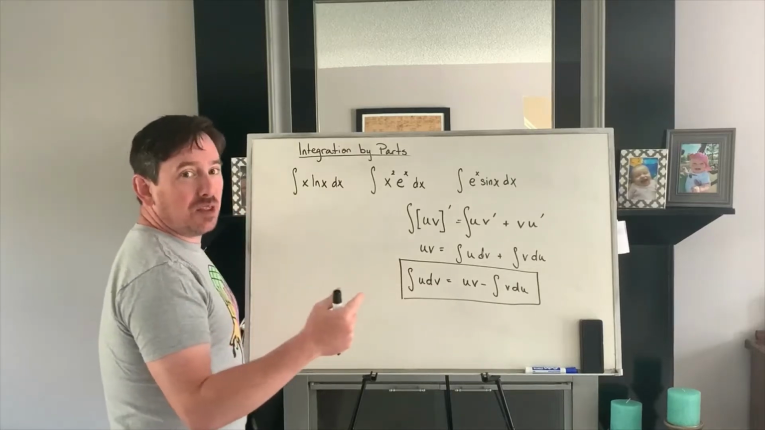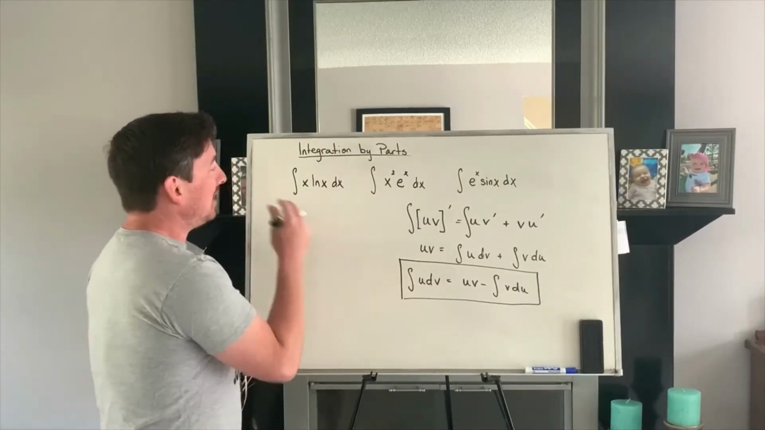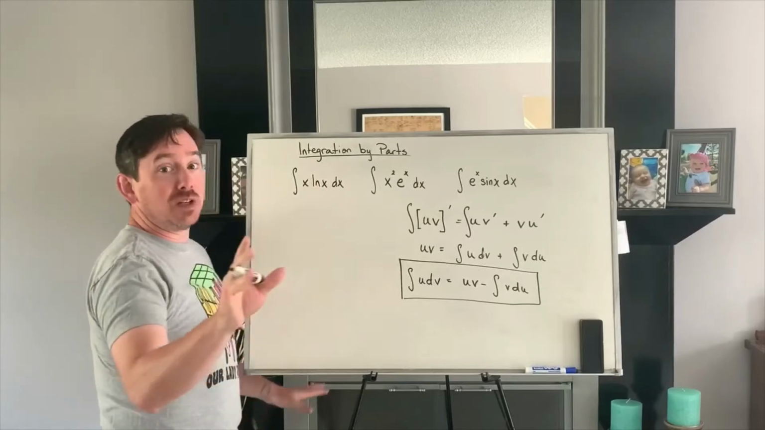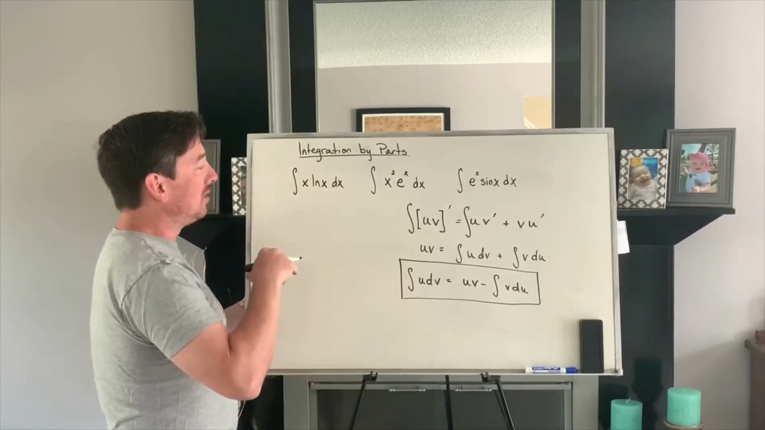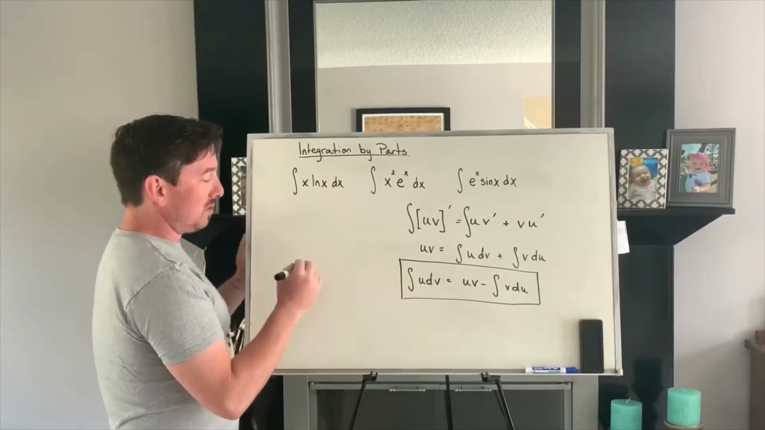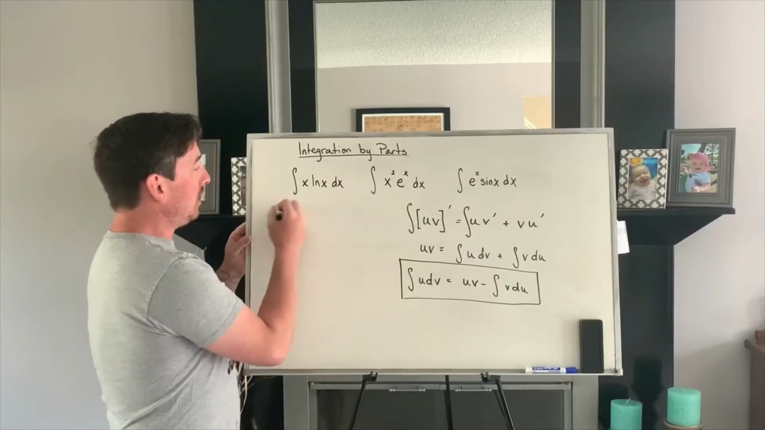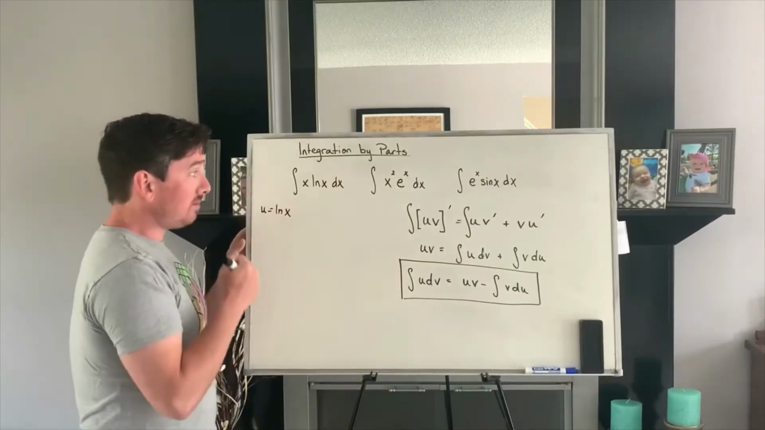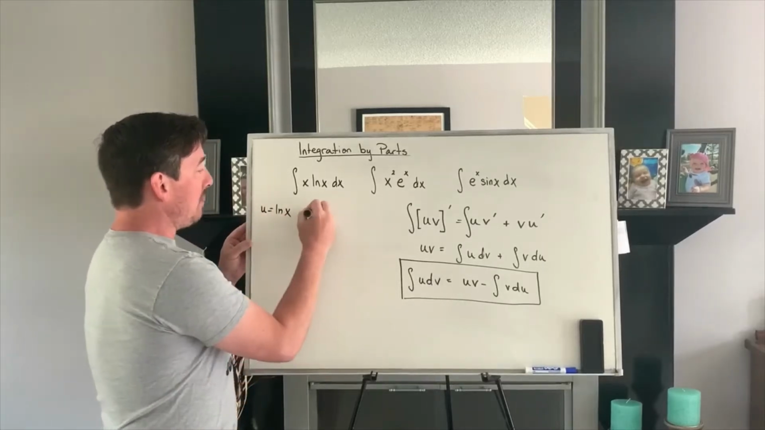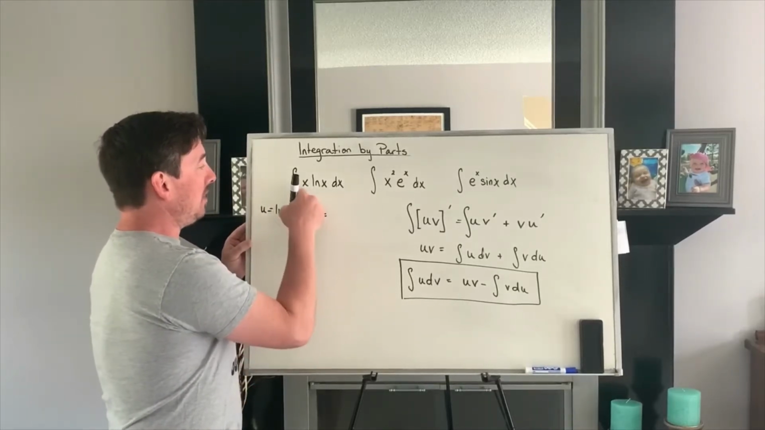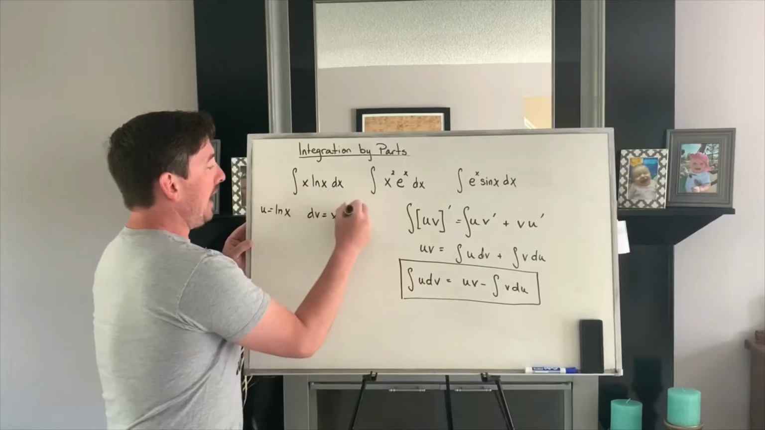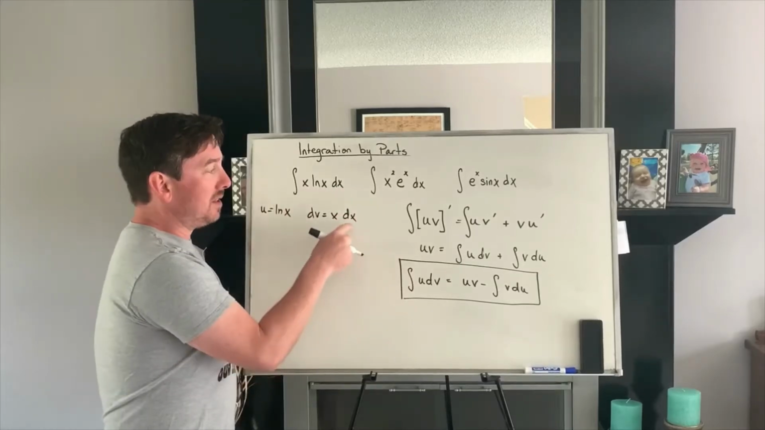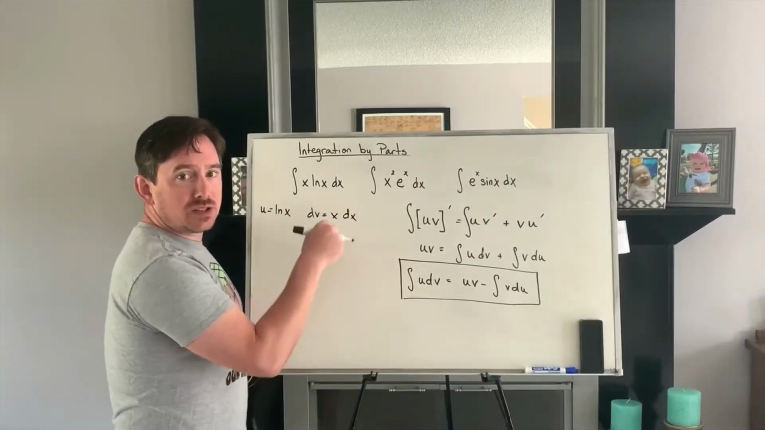However, that's not the case here. I don't want to make this video too long, so I'm not going to go down the other road here. I'm just going to, spoiler for you, let u equal the natural log of x. And that means that dv is going to have to be the x part and the dx. The dx is always going to get attached to the dv part.